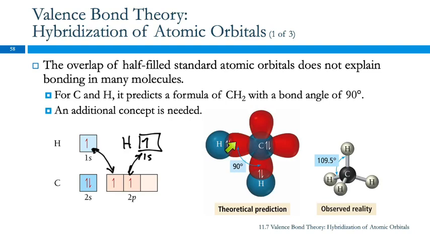So that would predict that we would have a compound CH2 with a bond angle of 90 degrees. But CH2 doesn't exist. The smallest carbon-hydrogen compound is methane, CH4, and it has a bond angle of 109.5. Just overlapping standard atomic orbitals doesn't work. So we need an additional concept, and that's hybridization.